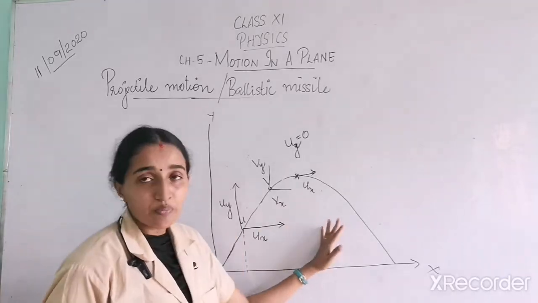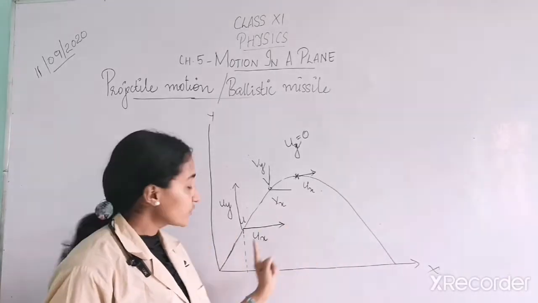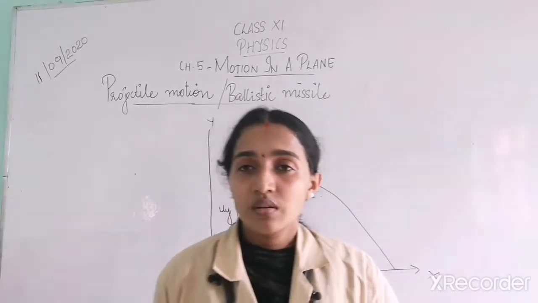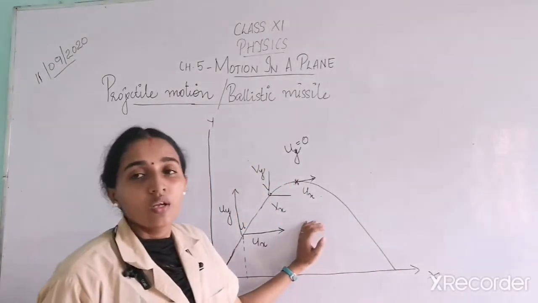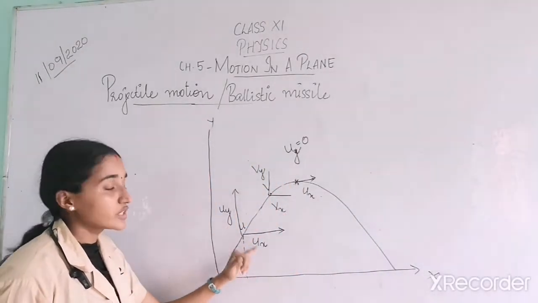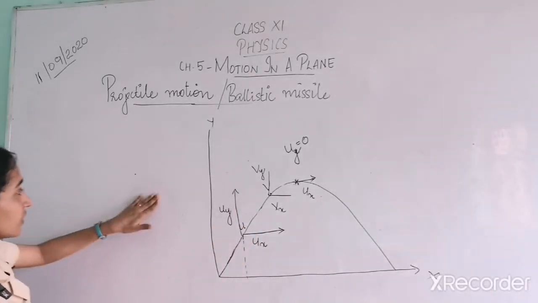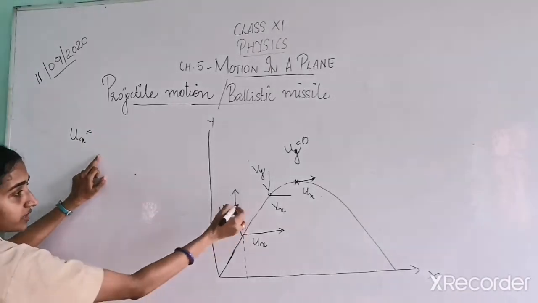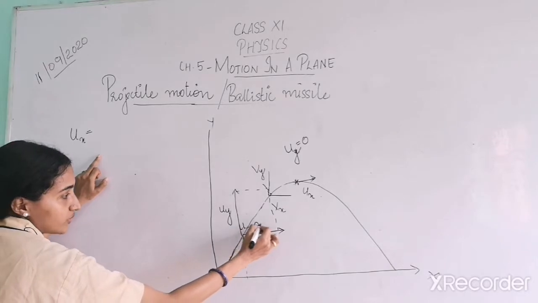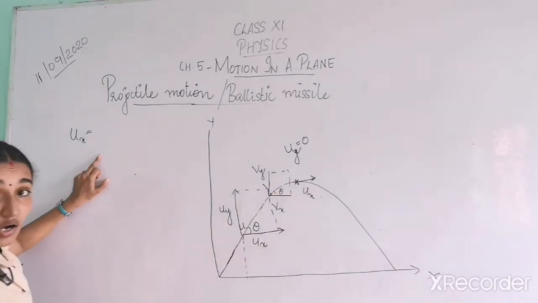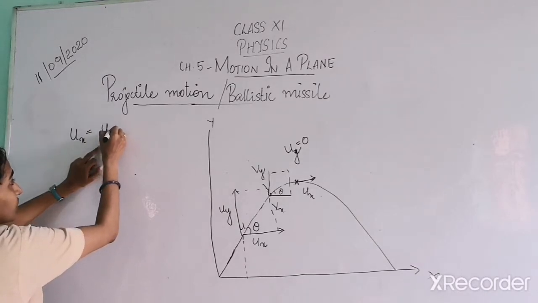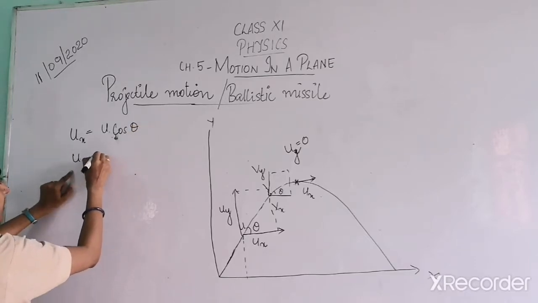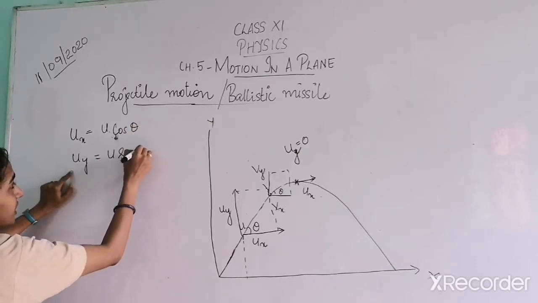Now let us come to the derivation part, where first we are going to prove that the path followed by a projectile, or the trajectory of a projectile, is a parabola. Now let us prove it. Before proving it, I told you that you have resolved it. When you resolve it, how can you write ux? If you consider a right angle, and take this angle as theta, how will you write ux? ux will be equal to u cos theta, and uy will be equal to u sin theta.